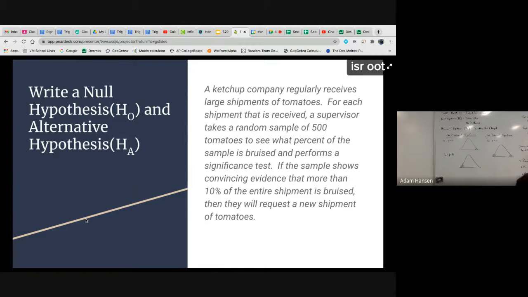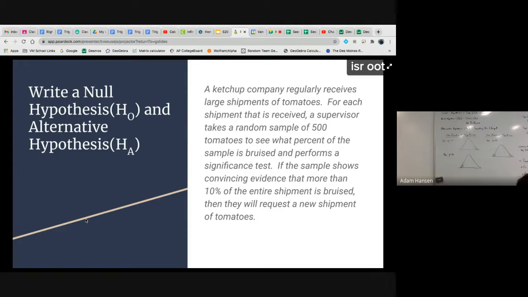Our null hypothesis is that P is equal to what percent? What percent are we given? 10%. Or 0.1. Let's assume for the status quo that 10% of our sample is bruised. We're testing to see what is true as an alternative. What's going to cause us to send this batch back? More than. So we're going to assume that the batch is okay until we can prove, based off of our sample, that it's not, right? Yeah. So what would our alternative hypothesis be?